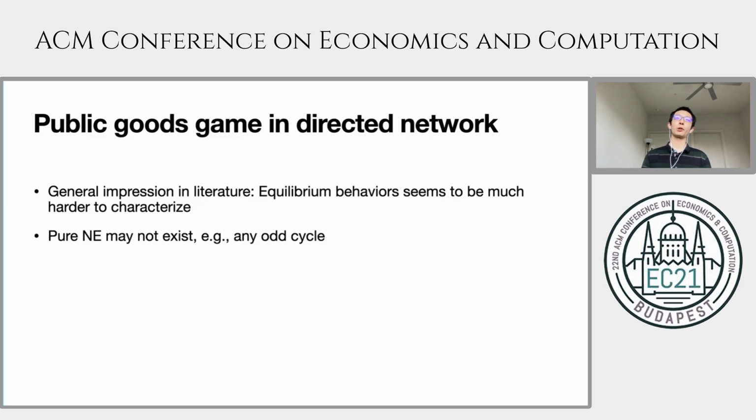Surprisingly, directed networks are completely different from undirected ones, and there is little literature on this. The consensus in the literature seems to be that equilibrium is much harder to characterize when the network is directed. In contrast to undirected graphs, a pure Nash equilibrium may not always exist. For example, any odd directed cycle does not have a pure Nash equilibrium.